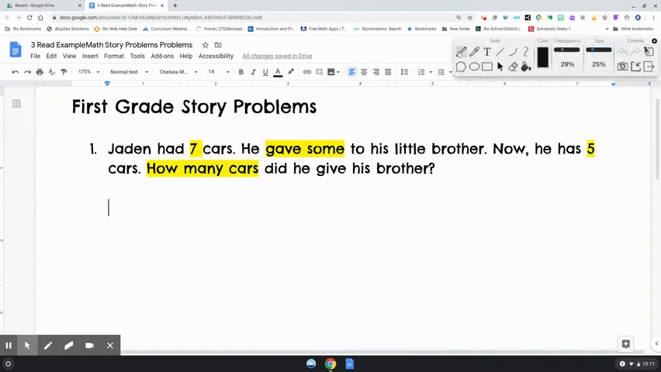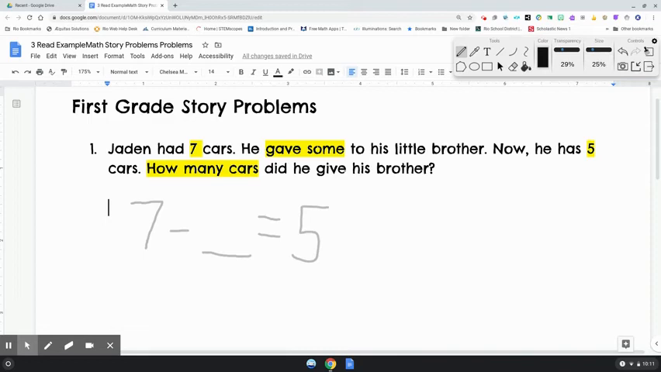I'm going to use my drawing tool. My drawing tool is really hard to use, but I'm going to try doing it. So he had 7 cars. He gave some away, so I'm going to use the subtraction. I don't know how many he gave away, so I'm going to leave that blank. But I know how many he had at the end, so it equaled 5 at the end.